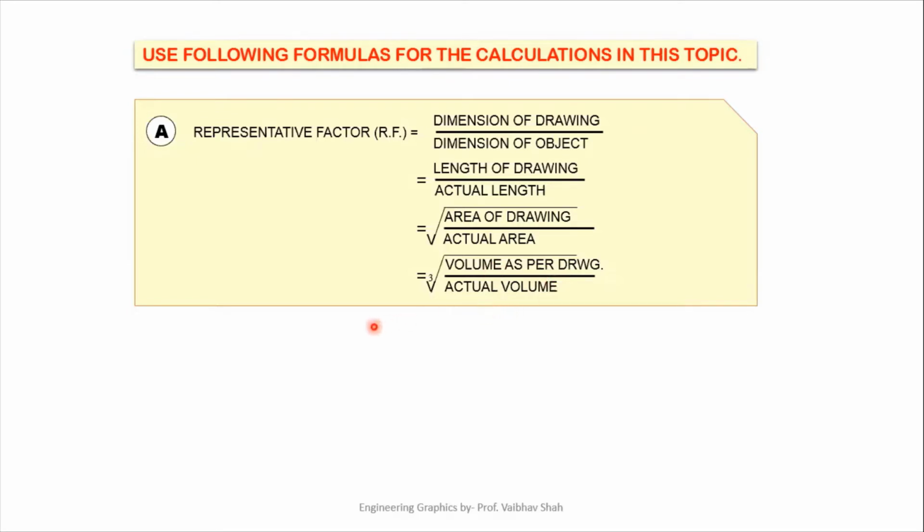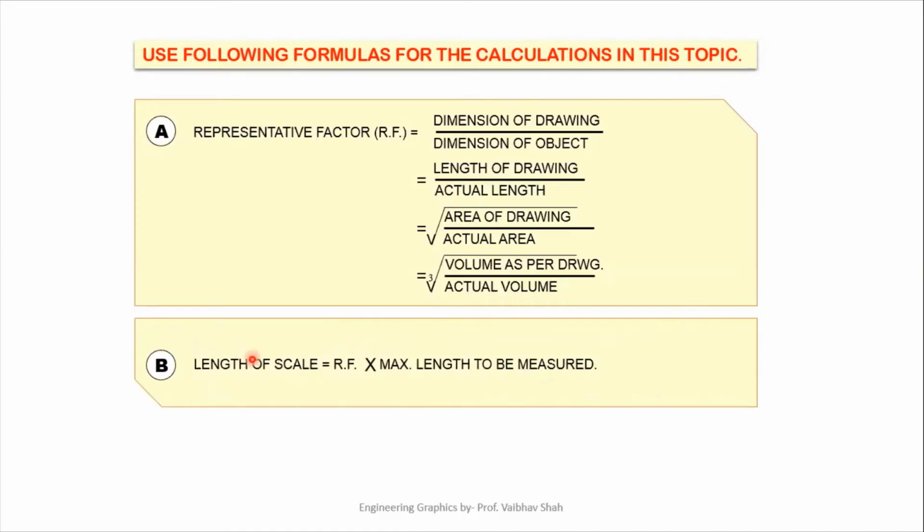So this is your first equation. You have to memorize this equation. Next, we have one more equation: length of scale, which is equal to RF into maximum length to be measured. Here RF you can get from the previous equation, and maximum length to be measured will always be given in your data. You just read it from the data and put in this value of maximum length. You will get the length of scale, and you will use this length to draw the actual scale on your drawing sheet.